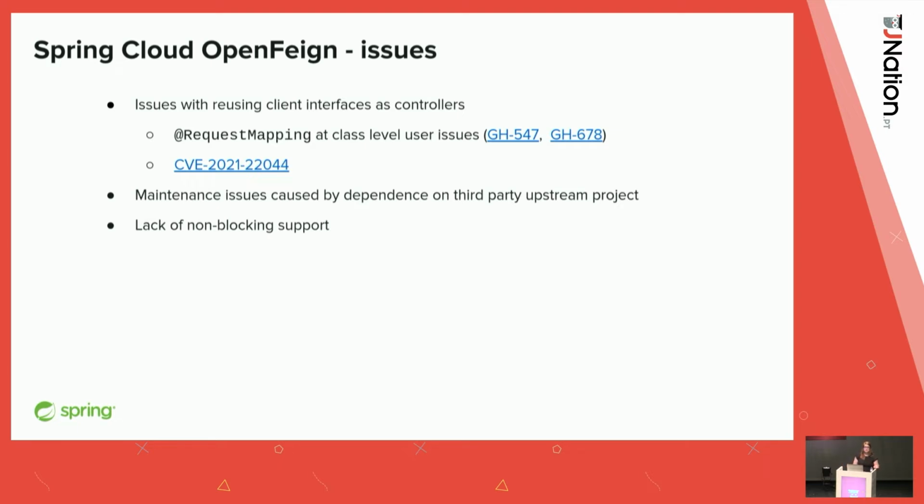Then, also, since it is an integration for a third-party project, a lot of times we had maintenance issues because in order to fix something, we were depending on changes in a third-party project, and we had to wait for that. And most importantly, I'd say this is the reason we are doing the changes that we are doing now, it did not provide the non-blocking support. And without the core Feign project being re-architectured, we would not be able to provide it.